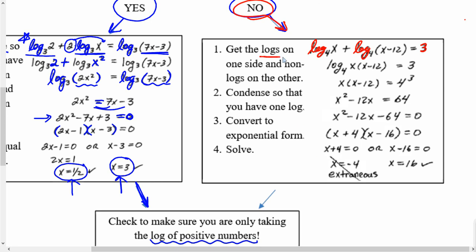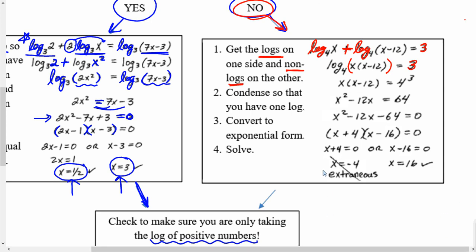I have to get the logs on one side, and the non-logs, everything without a log, has to be on the other side. So for this one, I'm going to condense. 2 logs that have been added can be rewritten as the product of their logs. On the right, the 3 is just a 3 by itself. If there had been other terms without logs, I would combine them with the 3. Now I've got a logarithm.